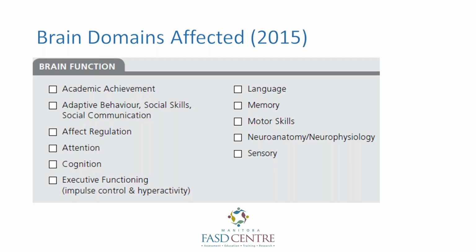These are the brain domains of function. You'll see that there's 11. In the guidelines, there's 10, but at the Manitoba FASD Center, we still look at sensory. It was removed from 2005 to 2015. We don't use it as one of the 3 domains contributing to a diagnosis, but we still assess it and we assign it, or we don't assign it in the team. So that's why it's still there as 11, and hopefully that'll change in due time.